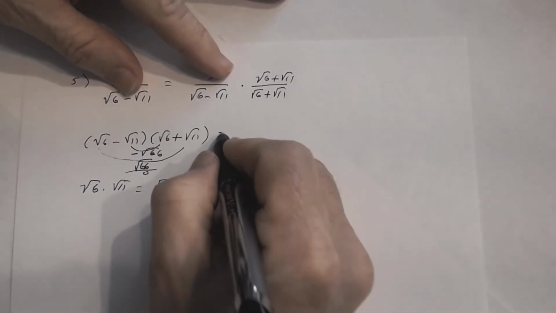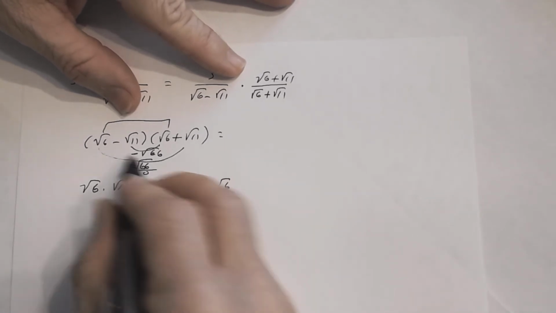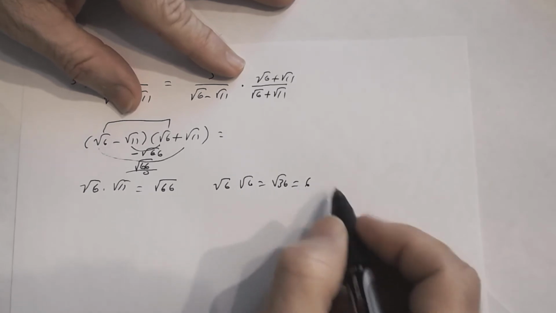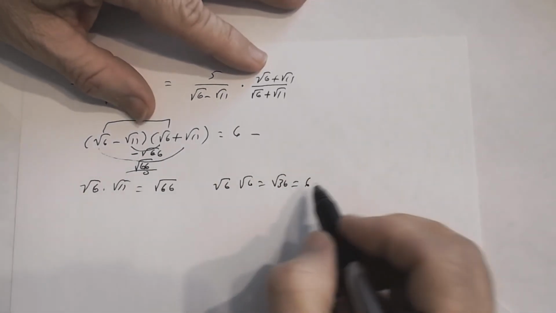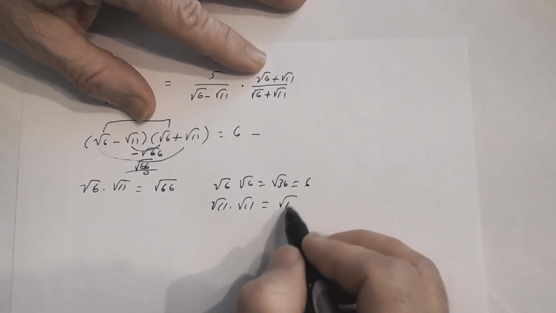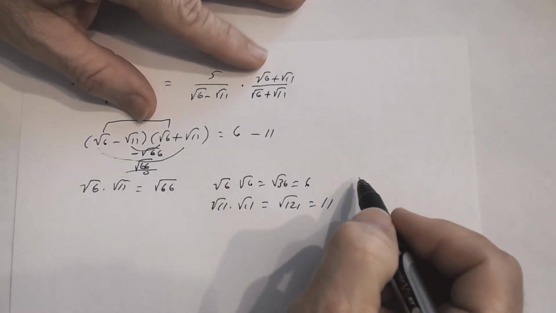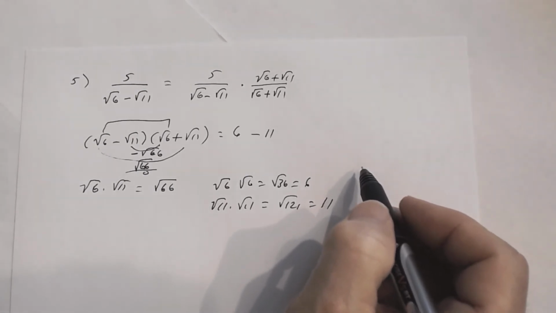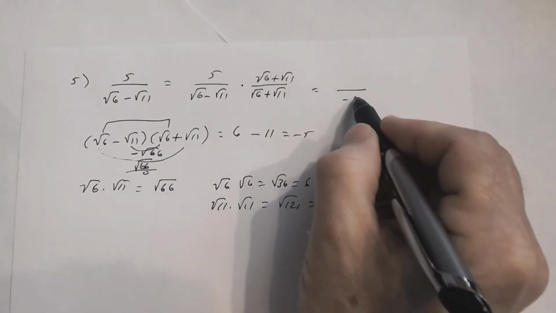So really, again, all we have is first and last. So let's think about this. The square root of 6 times the square root of 6 is the square root of 36, which is just 6. So I get 6. A negative times a positive is a negative, so the last, same thing. Square root of 11 times the square root of 11 is the square root of 121, which is 11. So I get 6 minus 11. So 6 minus 11 gives me negative 5, right? So that's going to be my denominator, negative 5.